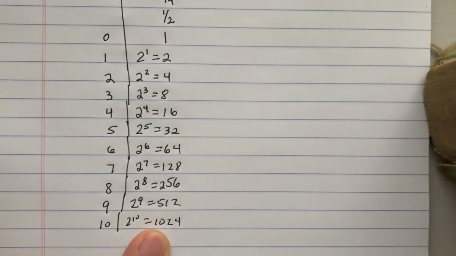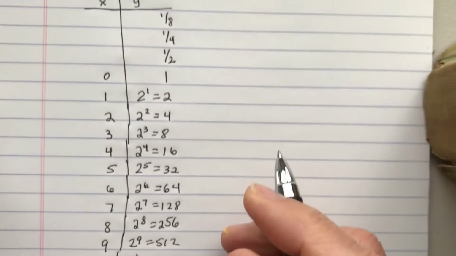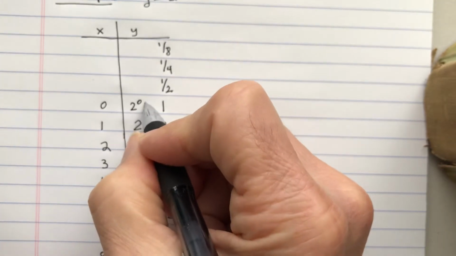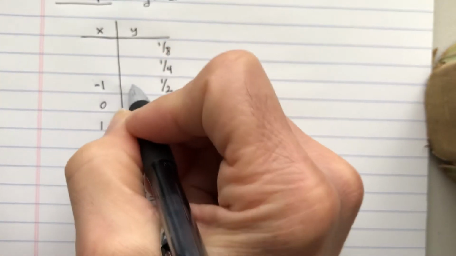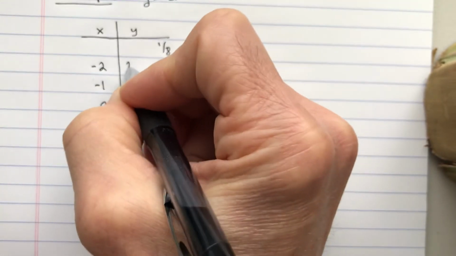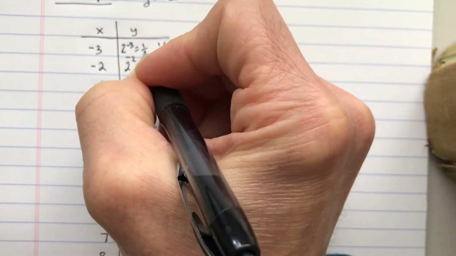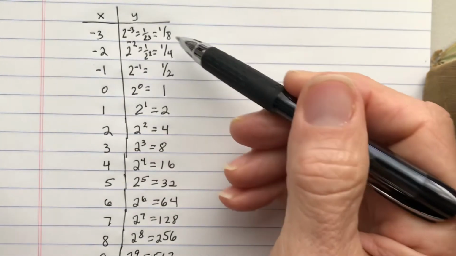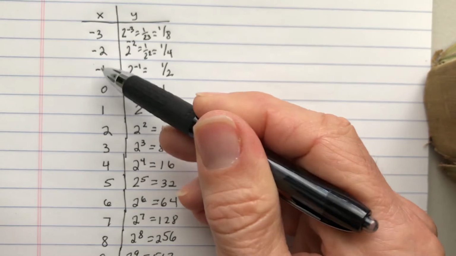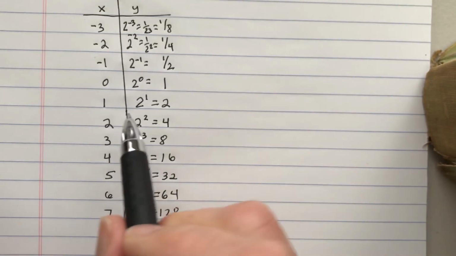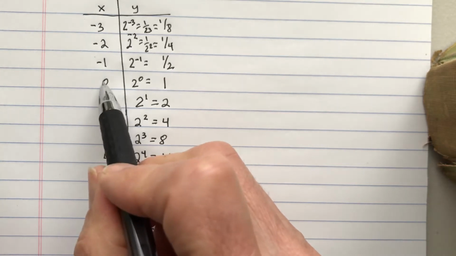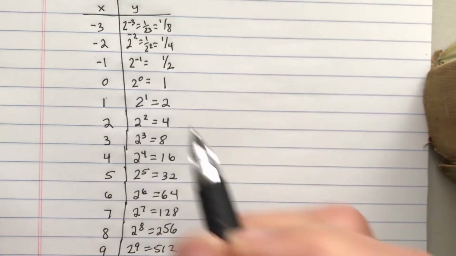This is really an explanation of why 2 to the 0 power is 1. Or if I have -1 here, why it makes sense to say that 2 to the -1 power is a half. 2 to the -2 is 1/2 squared, which is 1/4. 2 to the -3 is 1/2 to the third, which is 1/8. Okay, so as x increases by 1, we double. As we decrease by 1, we halve. When we have 0, we get 1. 2 to the 0 is 1.